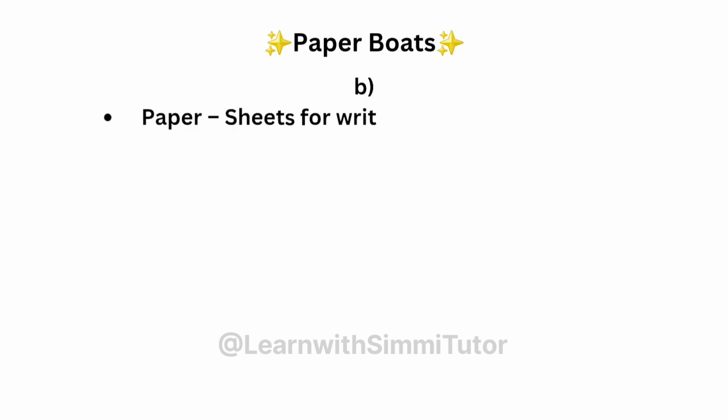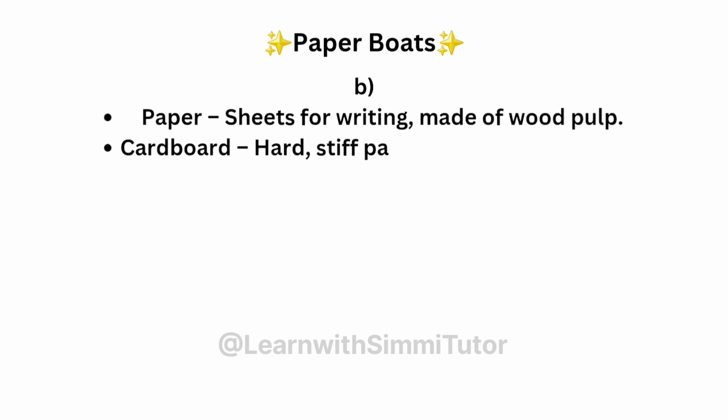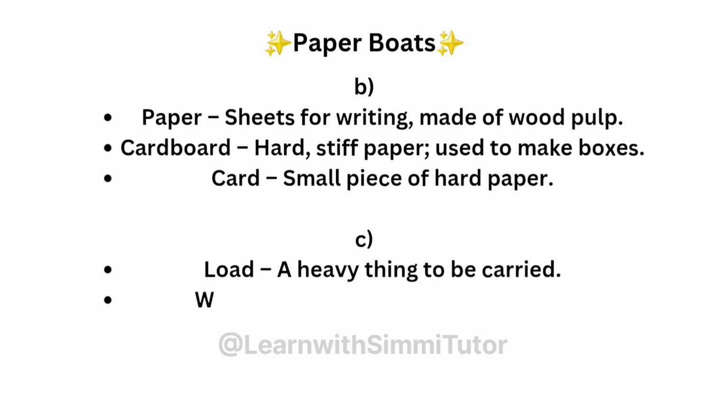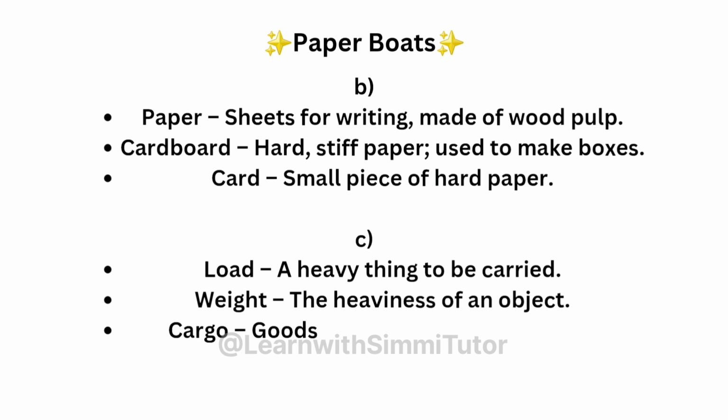B1 is paper, sheet for writing made of wood pulp. Cardboard, hard, stiff paper used to make boxes. Card, small pieces of hard paper. The C1 is load, heavy thing to be carried. Weight, the heaviness of an object. Cargo, goods carried by ship or aircraft.